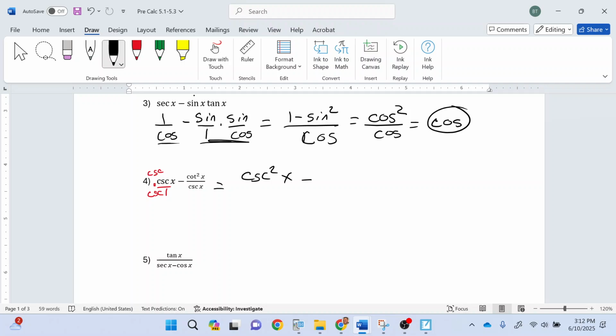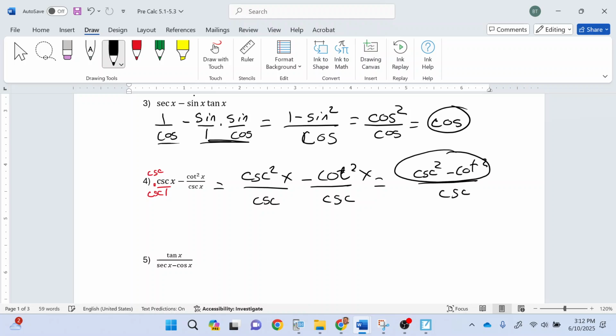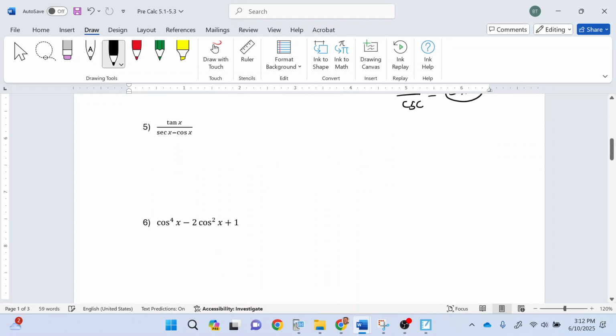So cosecant squared minus cotangent squared x. They're both over cosecant, so I can make it one fraction. Cosecant squared minus cotangent squared over cosecant. Hopefully you can see that this will eventually become 1 over cosecant. Flipping 1 over cosecant is sine. So your answer is sine.